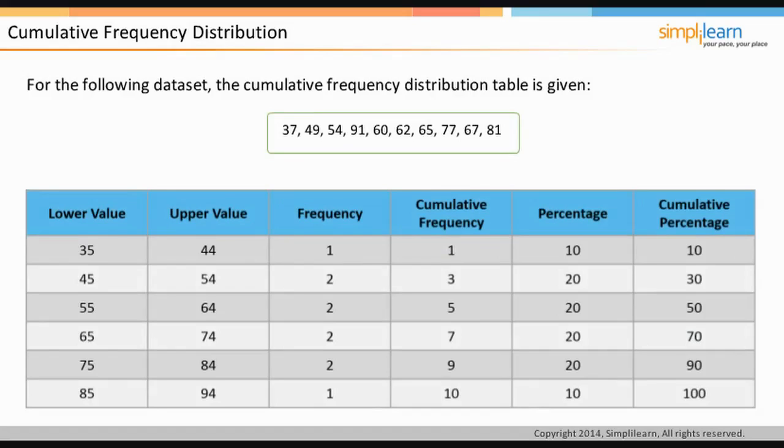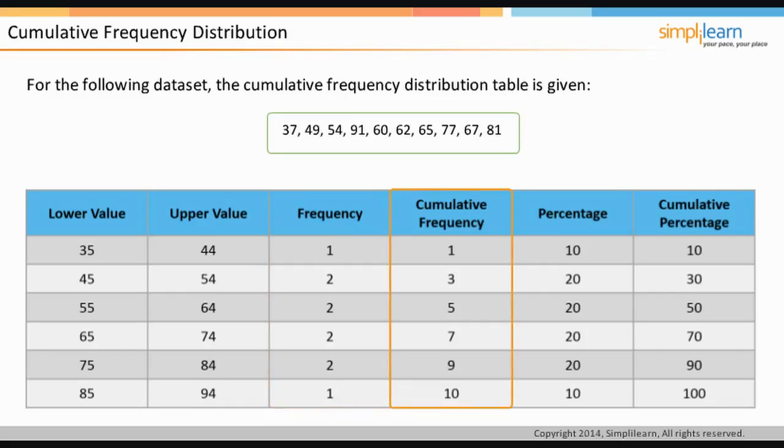Let us look at an example for cumulative frequency distribution. The ages of all the participants in a chess tournament are recorded. The lowest age is 37, and the highest is 91. Keeping intervals of 10, the lowest interval starts with the lower limit as 35 and the upper limit as 44. Similar intervals are created until an upper limit of 94. In the frequency column, the number of times a result appears in a particular interval is recorded.